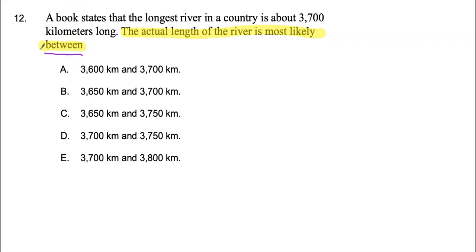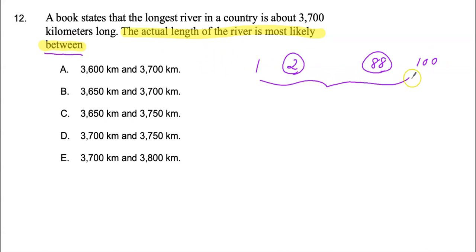What if I said to pick a number between 1 and 100? I said, you have 1 and you have 100. Pick a number between 1 and 100. Well, there's a whole bunch of numbers between 1 and 100. You could pick a 2. You could pick an 88. Both of these numbers are between 1 and 100, right? You wouldn't pick 1 and you wouldn't pick 100. So the question is asking, 3,700 would have to be between which two of these numbers, A, B, C, D, or E?